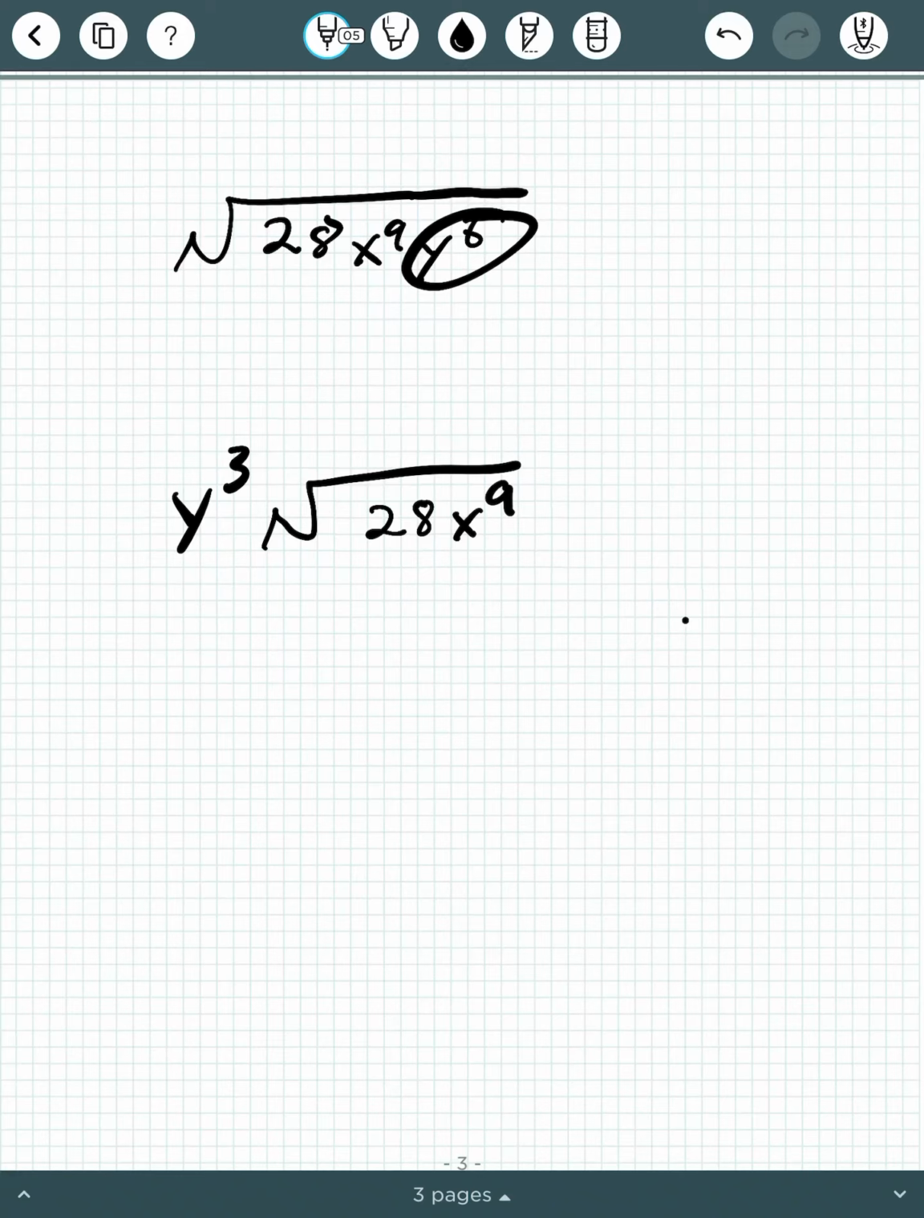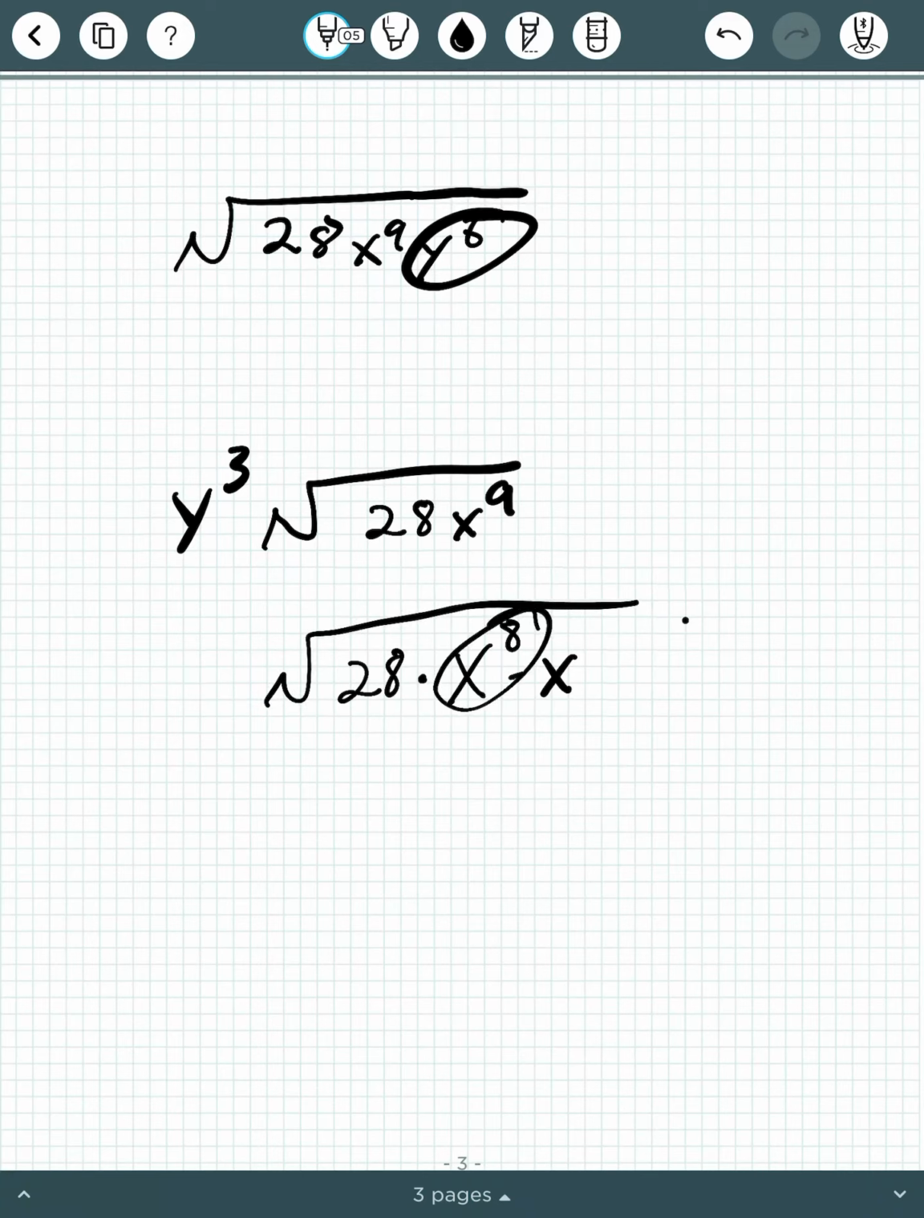If I look at the x to the 9th next, well, x to the 9th could be written as x to the 8th multiplied by x, or x to the 1st. And the reason that's helpful is because x to the 8th has a nice perfect square, or value that can be taken as the square root. So we can now say y cubed times x to the 4th times the square root of 28x.